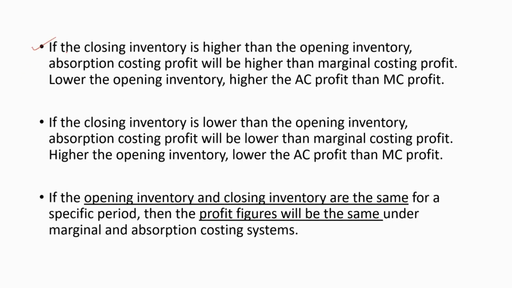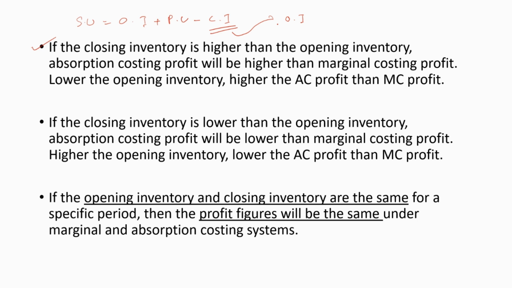If the closing inventory is higher than the opening inventory, absorption costing profit will be higher than marginal costing profit. Lower the opening inventory, higher the absorption costing profit than marginal costing profit. As you know, we can calculate the sales units by adding the opening inventory plus production units during the period minus the closing inventory. What is this closing inventory figure? This is the amount of units that the business was not able to sell during the period. This will be carried into the next year.